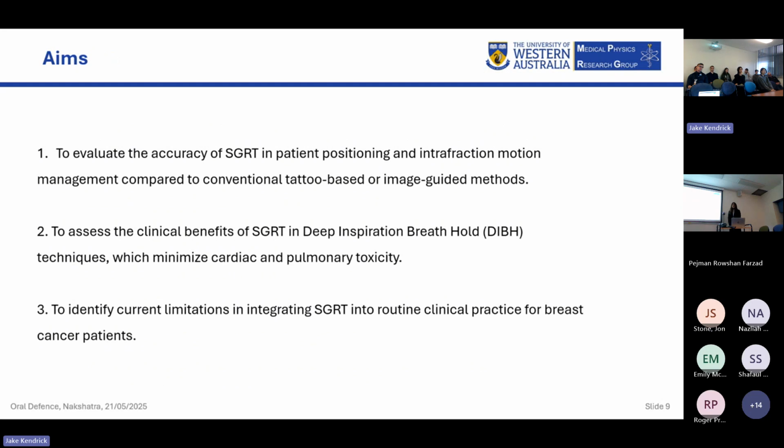So given these potential benefits, the aim of my study is to evaluate the accuracy of SGRT in patient positioning, also to study the SGRT in deep inspiration breath hold and how it helps with the treatment. And I would also like to identify the current limitations in SGRT, which is used in clinical practice right now.